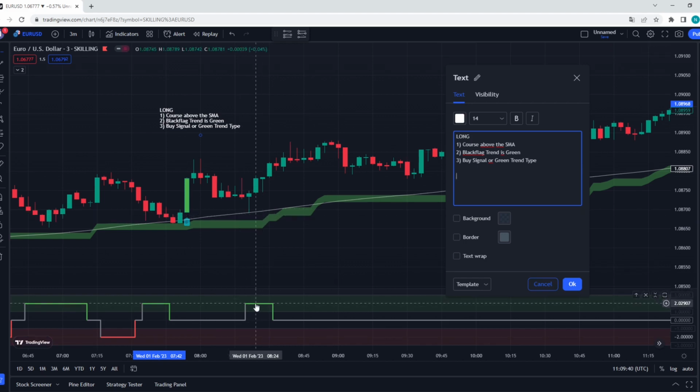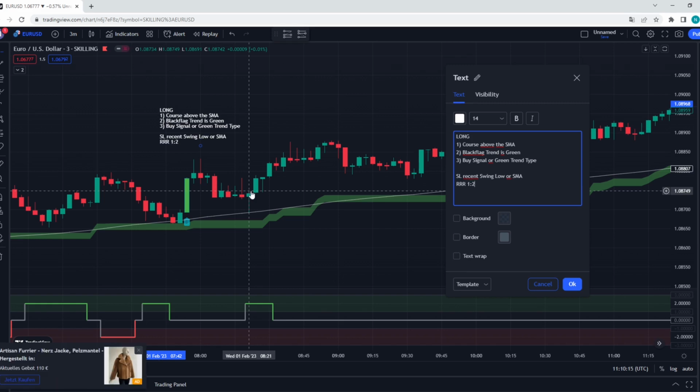So if this line is changing from neutral to buy, so either at that position it would be a long trade, at this position it would be a long trade as well, or in that position it would be a long trade as well. So these are all the conditions. Our stop loss we will set at the recent swing low or at our SMA, and we will have a risk reward ratio of 1 to 2.